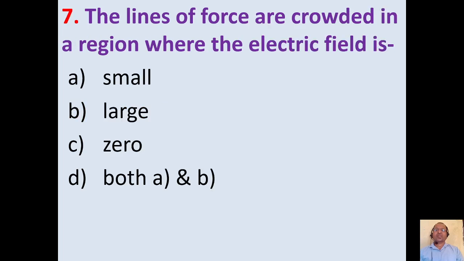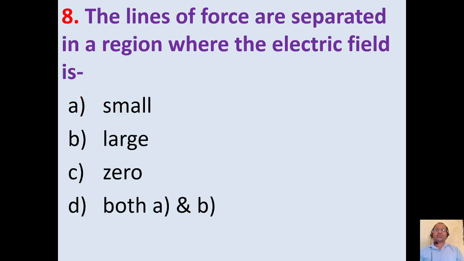The lines of force are crowded in a region where the electric field is. So we have seen two types of electric field, large electric field and small electric field. So if electric field is large, then electric lines of force are crowded in that particular area. So in this case, the option B, large, is correct option. The lines of force are separated in a region where the electric field is. Lines of force are separated, that is, they are away from each other. So these are less crowded. So less crowded means electric field is very small.